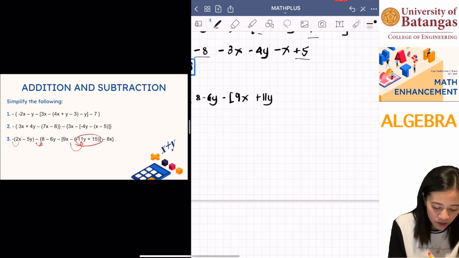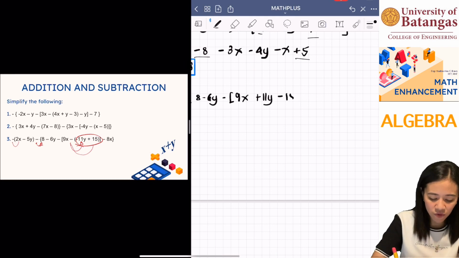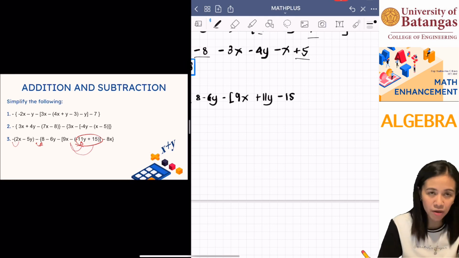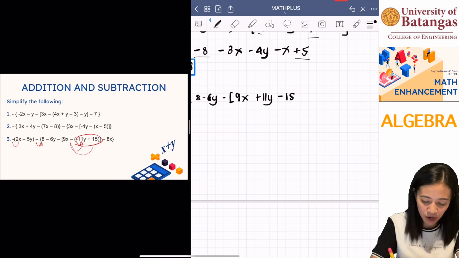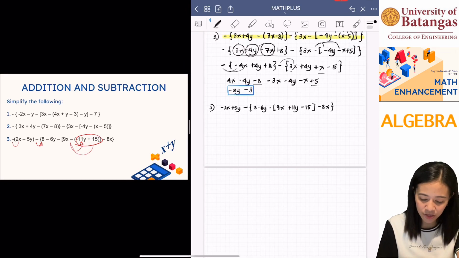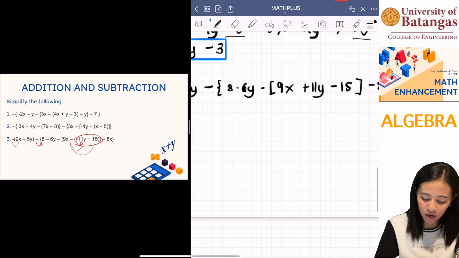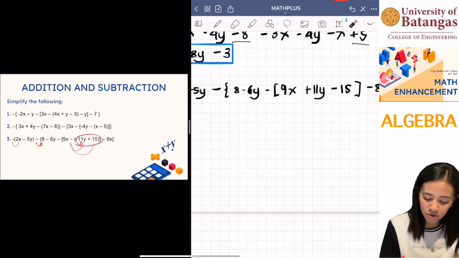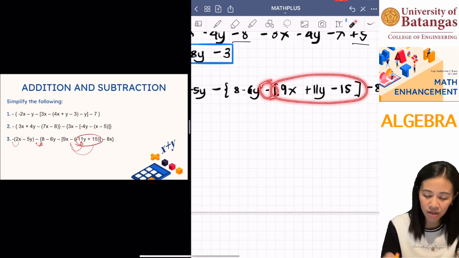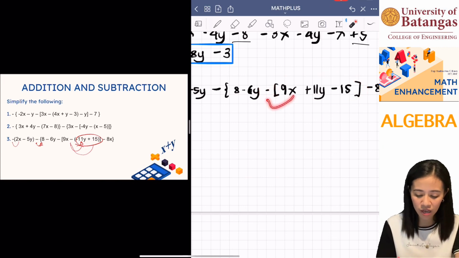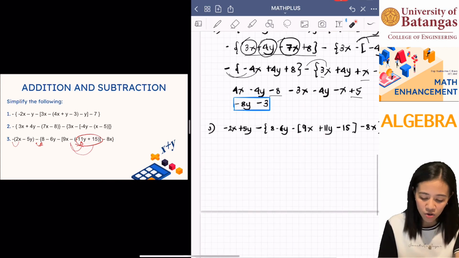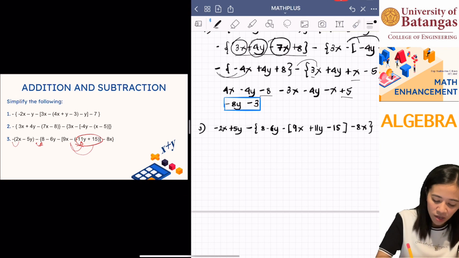And then you have negative of positive 15. So that's negative 15. Okay? I'll be able to remove the parentheses pero may brackets pa din. Minus 8x. Braces. Okay? Tapos, you have, may brackets tayo dito, preceded by a negative sign. So, yun muna yung i-distribute natin. Okay? So, you have, copy, negative 2x plus 5y minus, braces 8 minus 6y, and then distribute this.